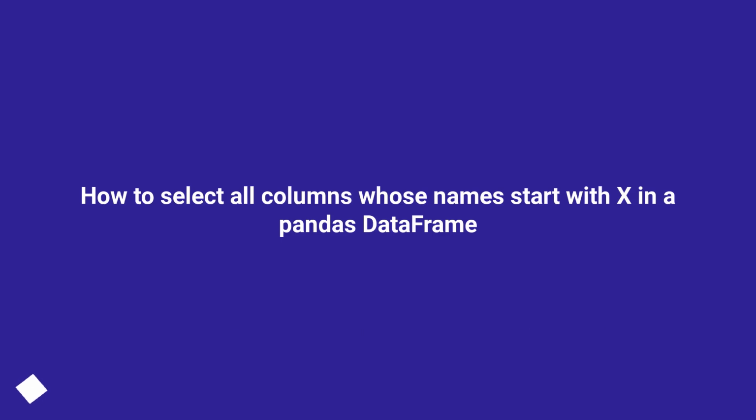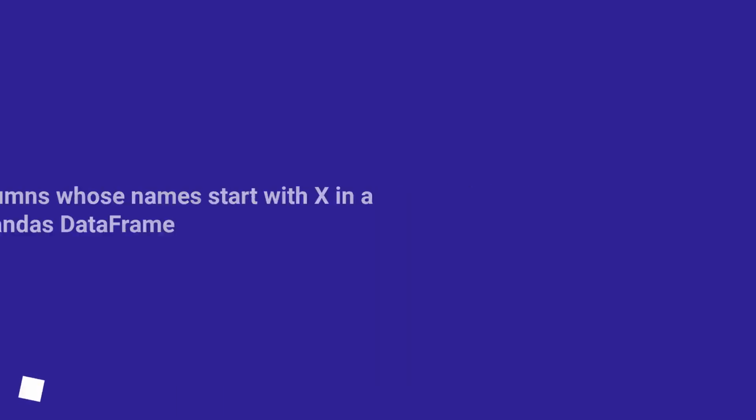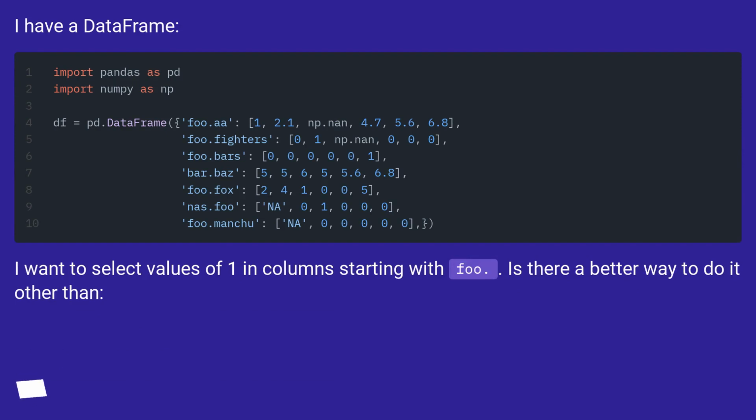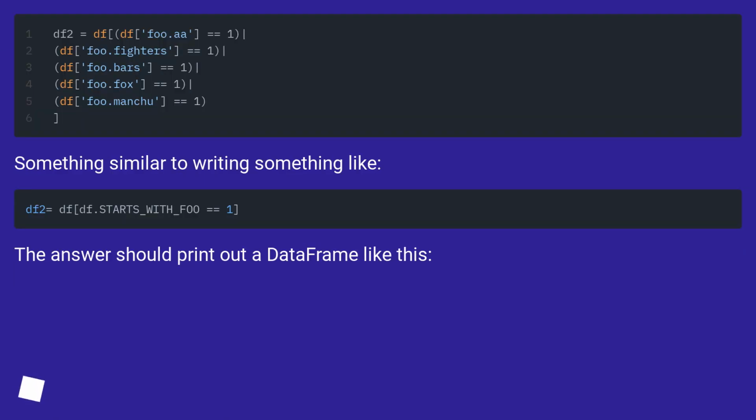How to select all columns whose names start with X in a pandas data frame. I have a data frame. I want to select values of 1 in columns starting with foo. Is there a better way to do it other than something similar to writing something like this? The answer should print out a data frame like this.